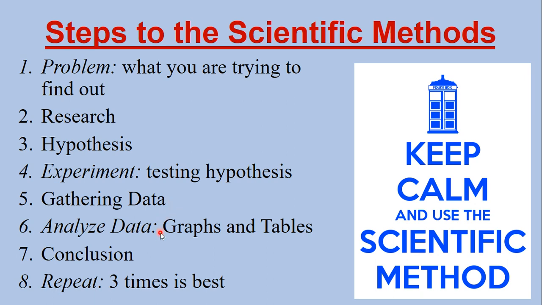You're going to analyze that data you gather, making graphs, making tables, looking at it, trying to figure out what the data means. Then you're going to come to a conclusion. Conclusion means you state if you were right and why you're right, or if you're wrong, why it was wrong, and how you can make it right. And for basic science, you're going to repeat it 3 times. But in major scientific studies, they're going to repeat it multiple times.